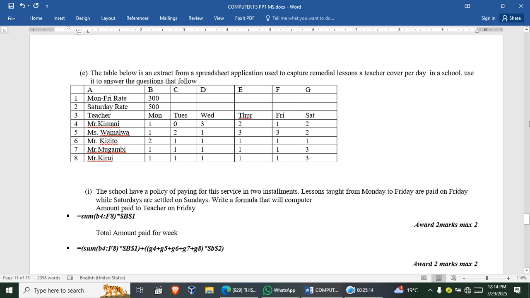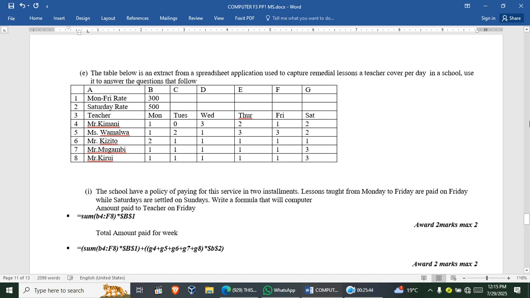The school has a policy of paying for this service in 2 installments. Lessons taught from Monday to Friday are paid on Friday, while Saturdays are settled on Saturdays. Write a formula that will compute the amount paid to a teacher on Friday. So on Friday, it is as given there, sum. You take the range multiplied by B1 in absolute. That means it does not change when copied to a new formula.